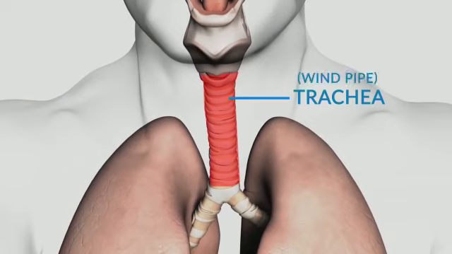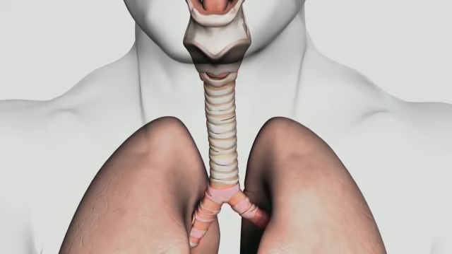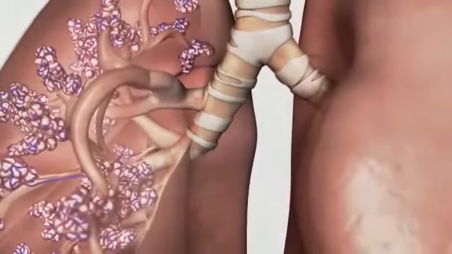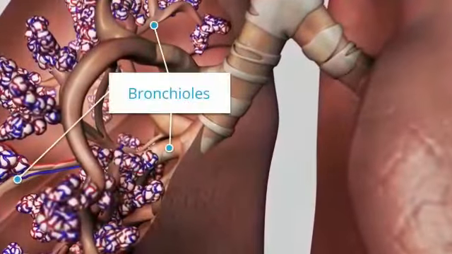So, from the trachea, the air enters into the bronchi. The end of the trachea is divided into two bronchi, where each one leads into a lung. The bronchi at the end are branched into a number of bronchioles.